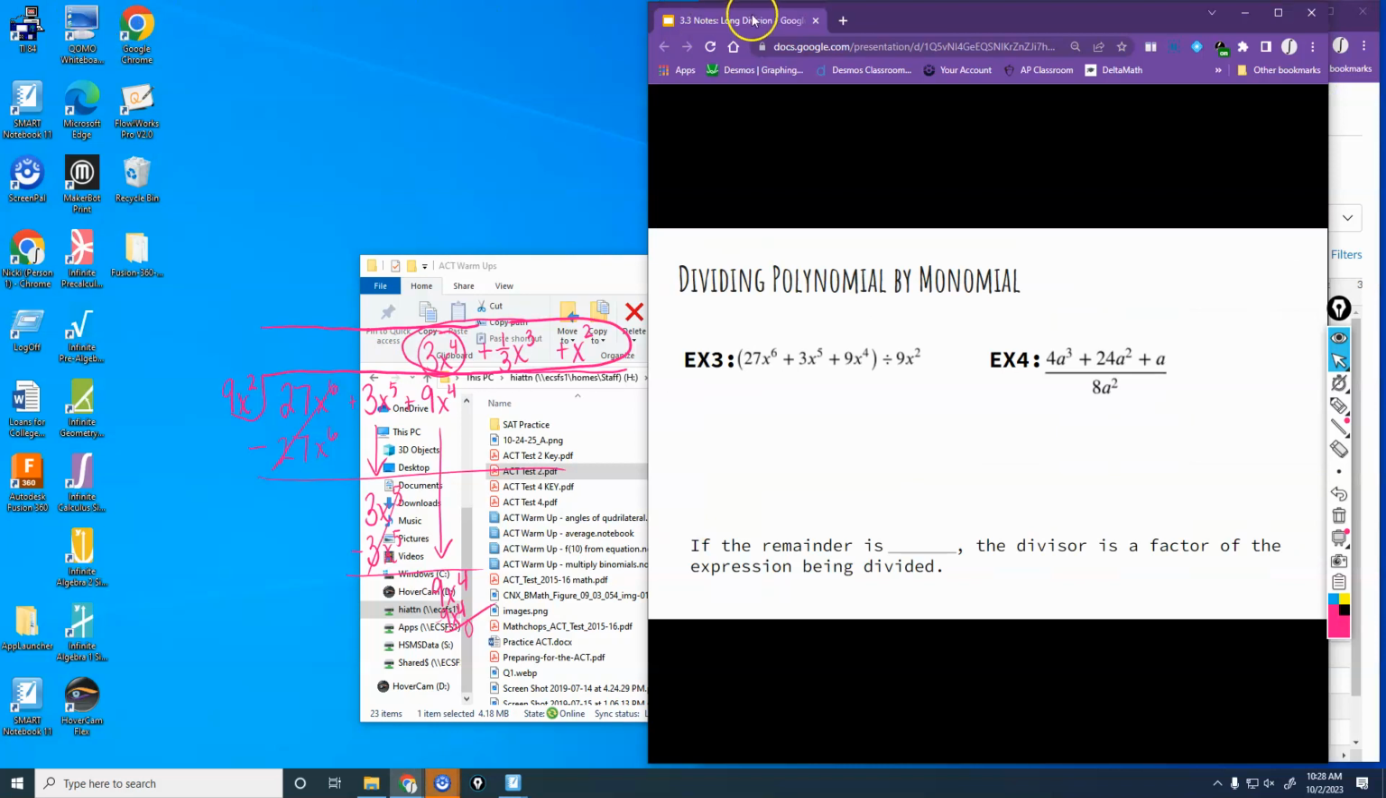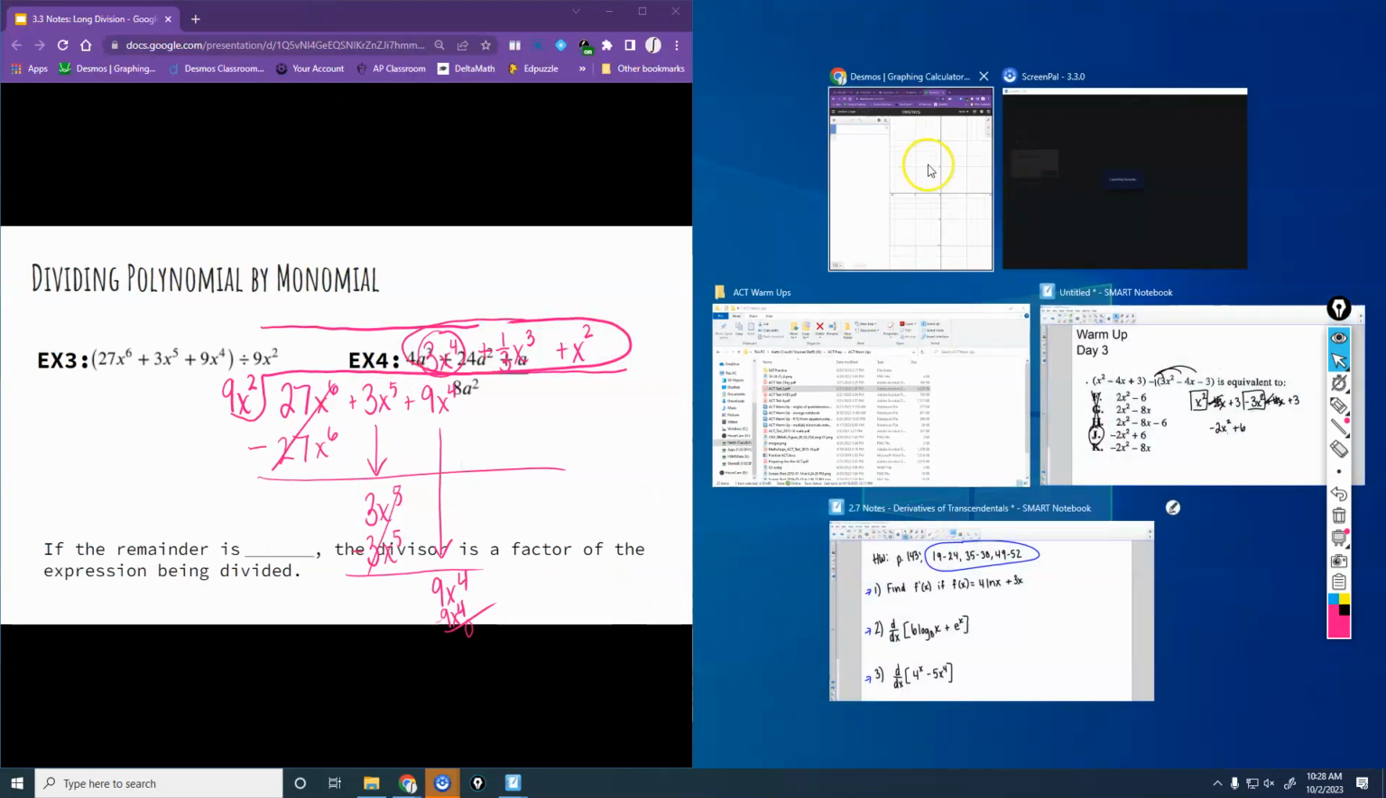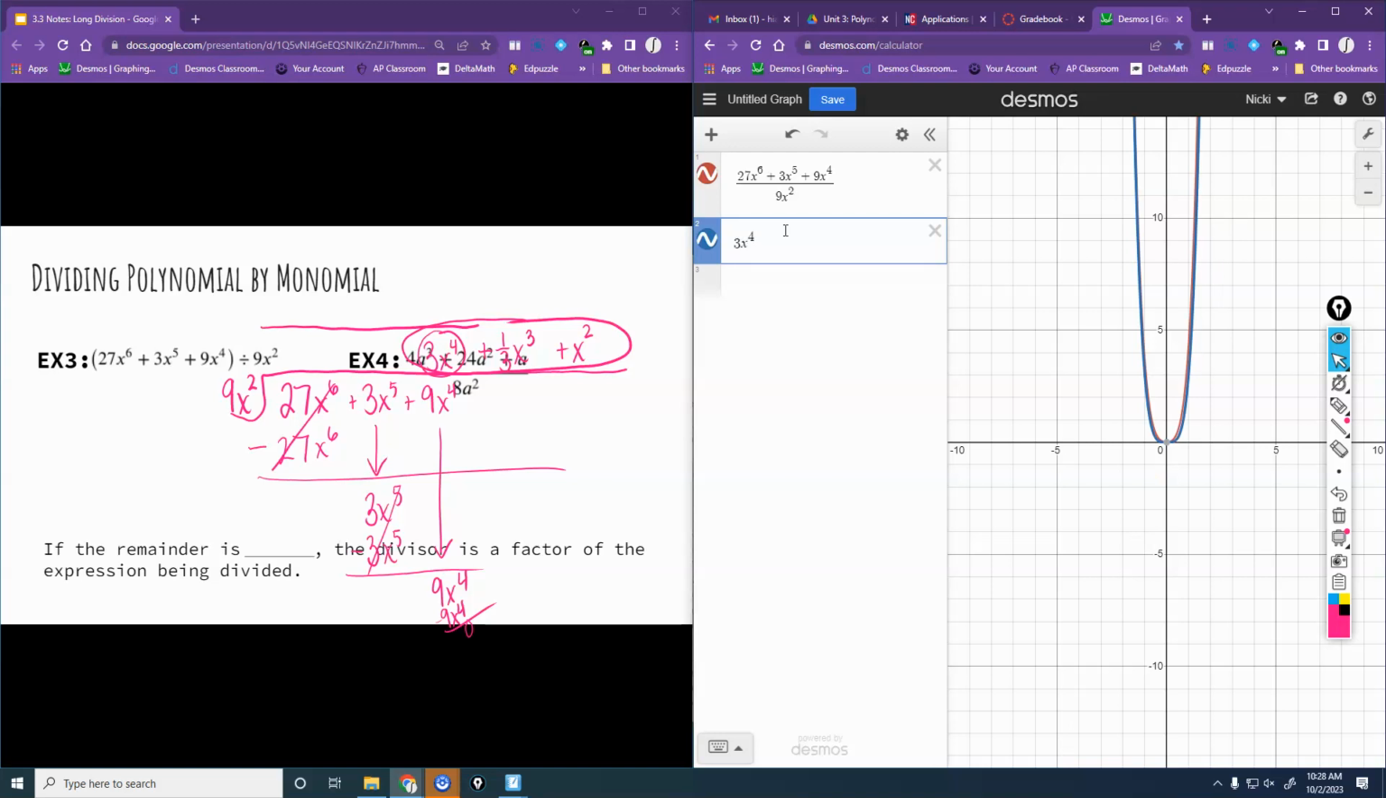So, we are going to check it in Desmos every time. The good news is that you can check this pretty easily, just like we were checking those other problems. I need to do a division key first. 27x to the 6th plus 3x to the 5th plus 9x to the 4th divided by 9x squared. It'll graph this. If I do my answer, 3x to the 4th plus 1/3 x to the third plus x squared.